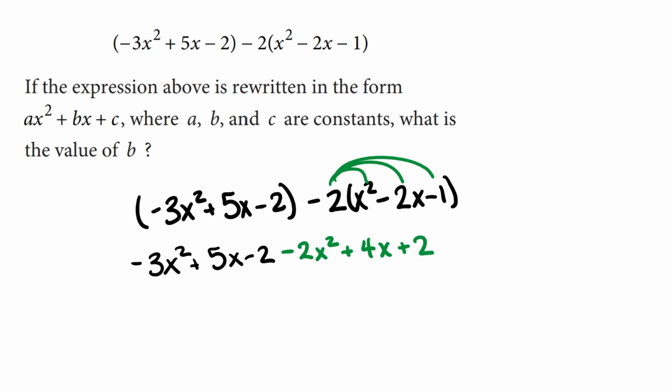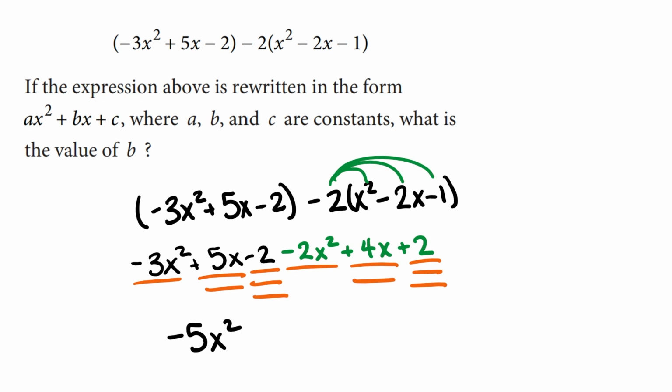Now we'll just combine like terms. So -3x squared and -2x squared are like terms. 5x and 4x are like terms. And -2 and +2 are like terms. So if we combine our like terms, we're left with -5x squared plus 9x plus 0, because -2 and +2 will cancel. And if we consider this as our ax squared plus bx plus c, our b is going to be 9. So that's our answer. b equals 9.